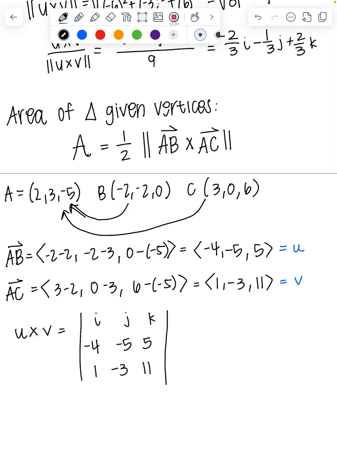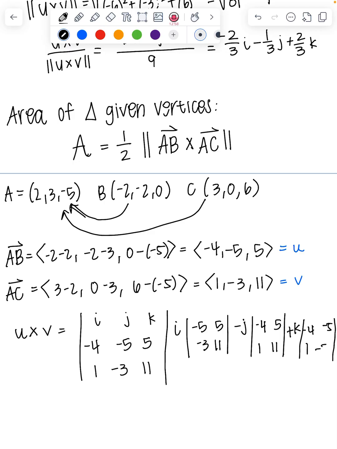And so when I go through the setup of all of this, I'm going to have I times the determinant of -5, 5, -3, 11, minus J, J is going to be with -4, 5, 1, 11, and then plus K, and K is -4, -5, 1, -3. Okay, right? And so after all of that, you get -40, 49 and 17. Okay, but that's just the cross product.